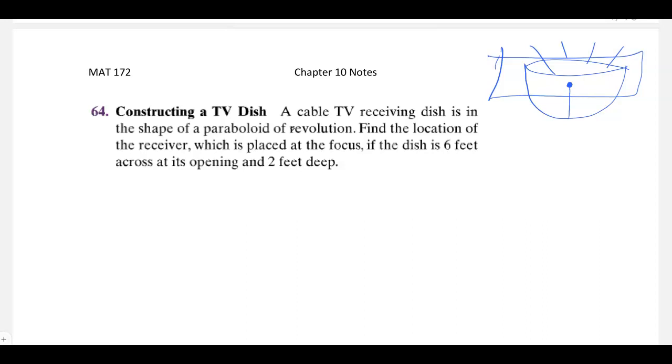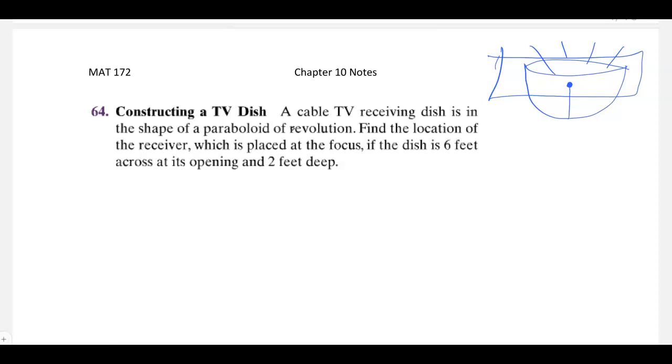So let's look at this example. A cable TV receiving dish is in the shape of a paraboloid of revolution. So that's a parabola that's been revolved and it's a three-dimensional thing. Kind of looks like a flattened bowl, if you will. Find the location of the receiver, which is placed at the focus, if the dish is 6 feet across and its opening is 2 feet down. So we want to find where that receiver would be.